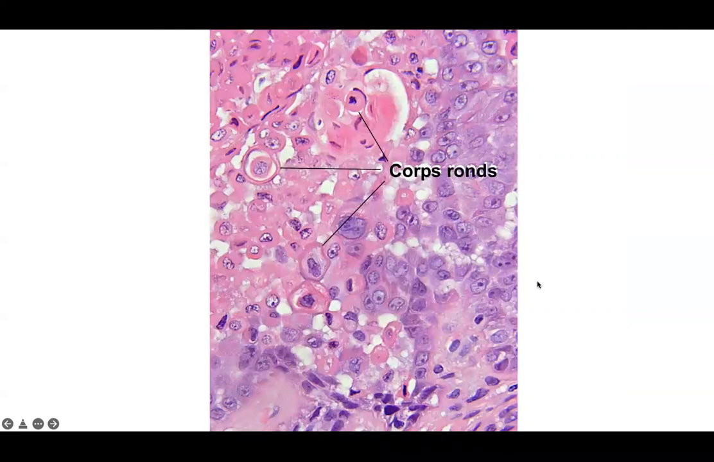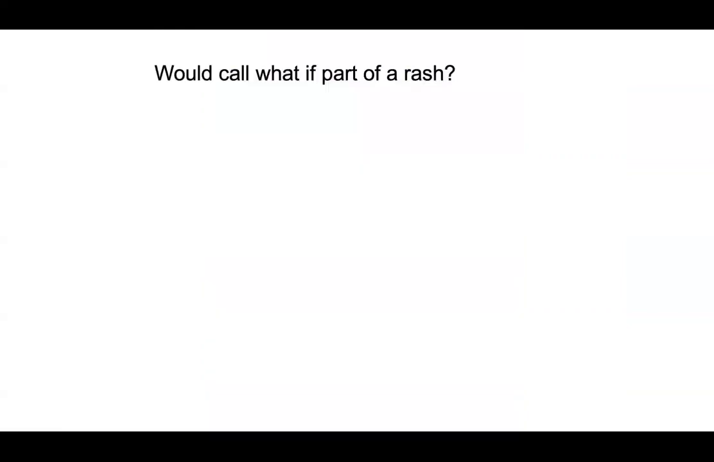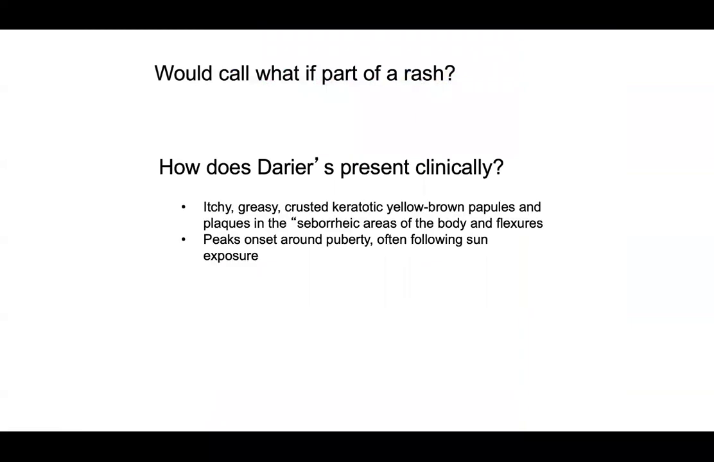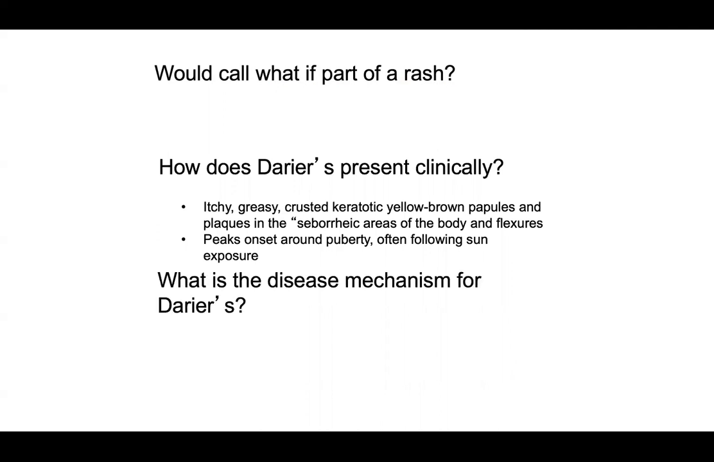More examples of corps ronds. They're fun to look at. And like I said, if this were a rash, you would be thinking Darier's. Darier's presents as itchy, greasy, crusted, keratotic, yellow-brown papules, so-called keratosis follicularis. And these papules and plaques usually occur in the seborrheic areas of the body, as well as the flexures. In this disease, you have peak onset around puberty, often following sun exposure.